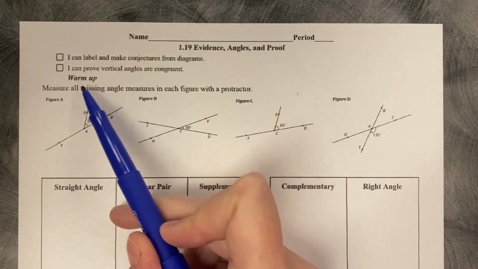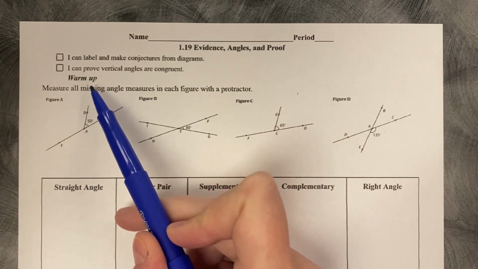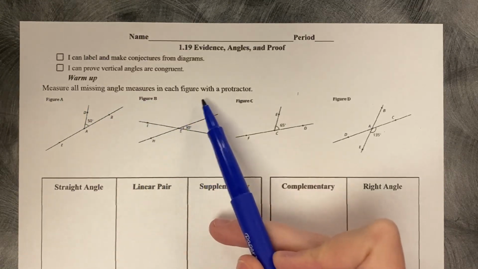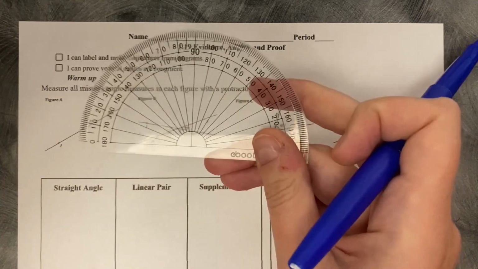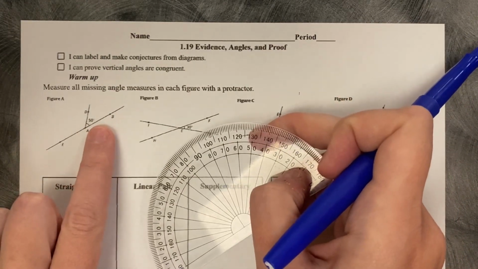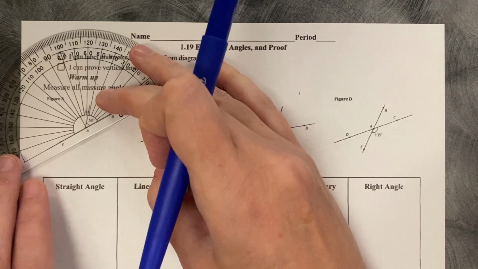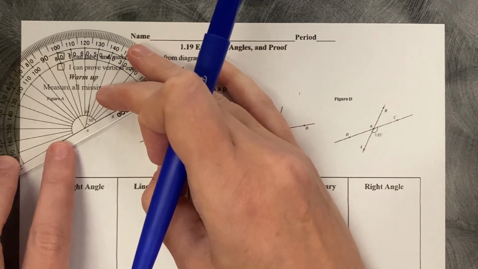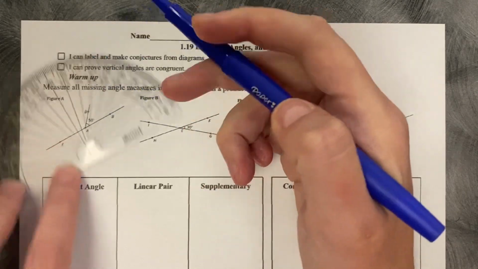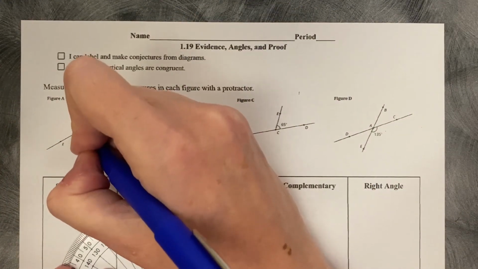Go ahead and pause the video and do this warm-up. It's asking you to measure all the missing angles in each figure with a protractor. So I can see that this angle right here is 50. If we lay our protractor on top of that, I can see that it lines up with 130, so this angle is 130 degrees.